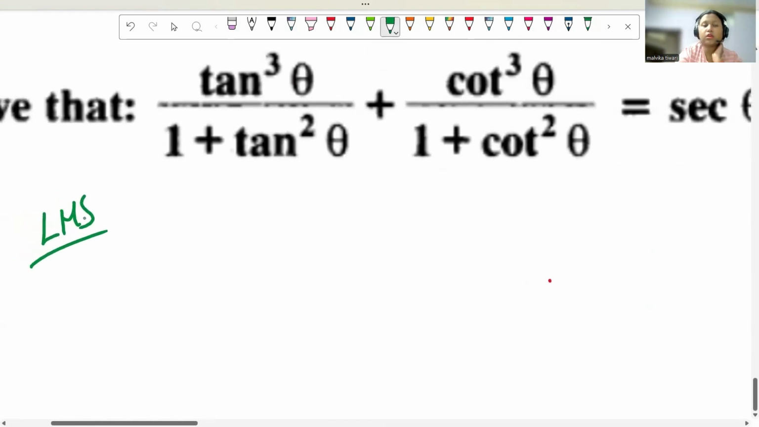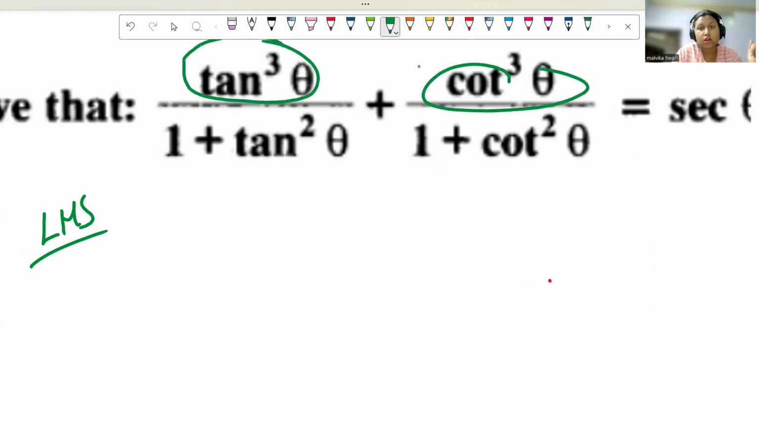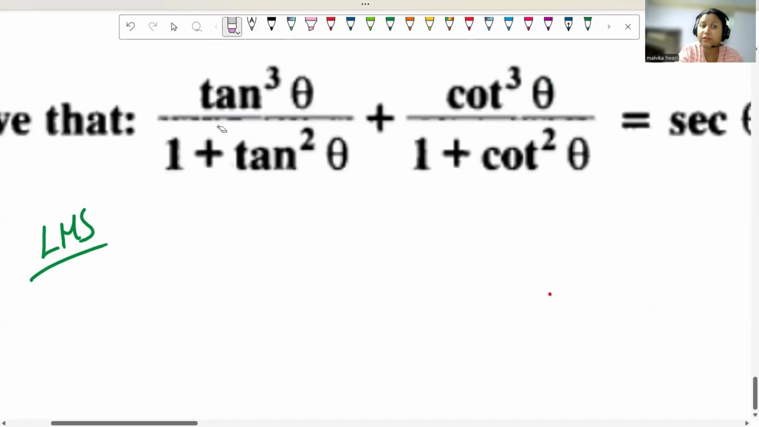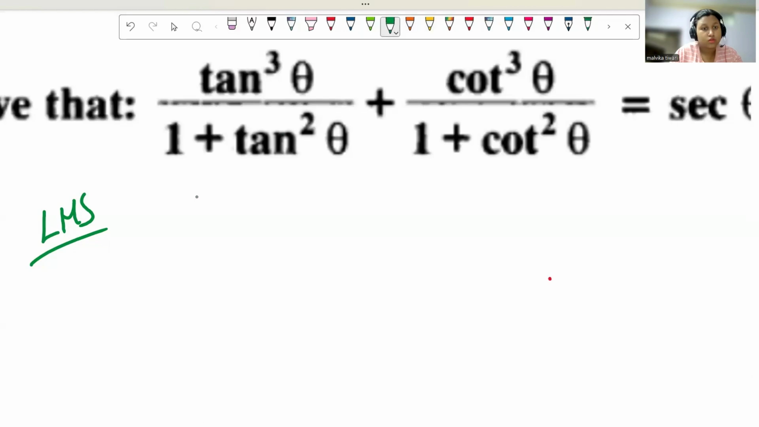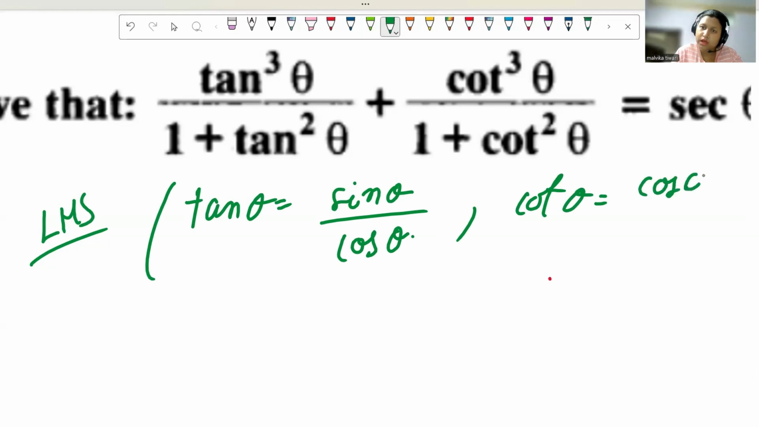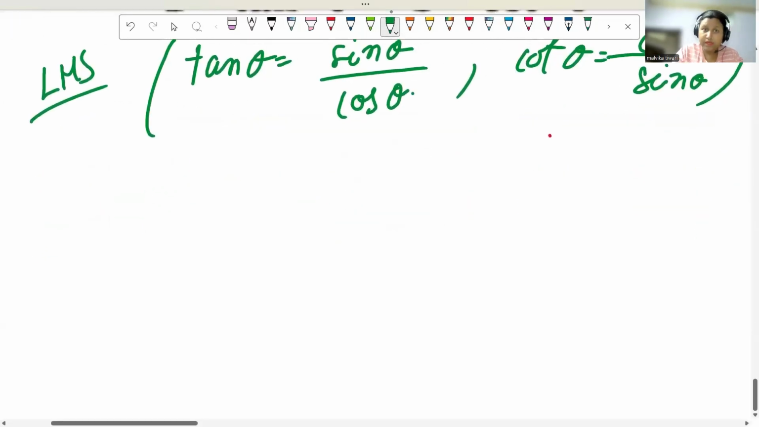Now, here, what are we going to do? That is the question, correct? So here, first of all, the tan and the cot, we are going to convert into sine and cos. We have already studied that formula, right? We know tan theta is sine theta by cos theta, and cot theta is cos theta by sine theta. So this is what we are going to use. Instead of tan theta, we'll put that. Instead of cot theta, we'll put that.